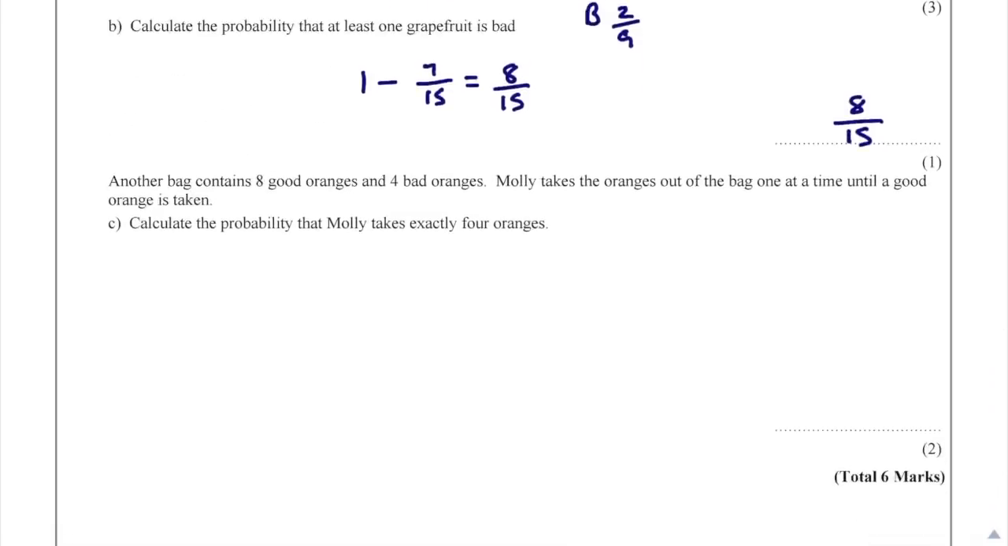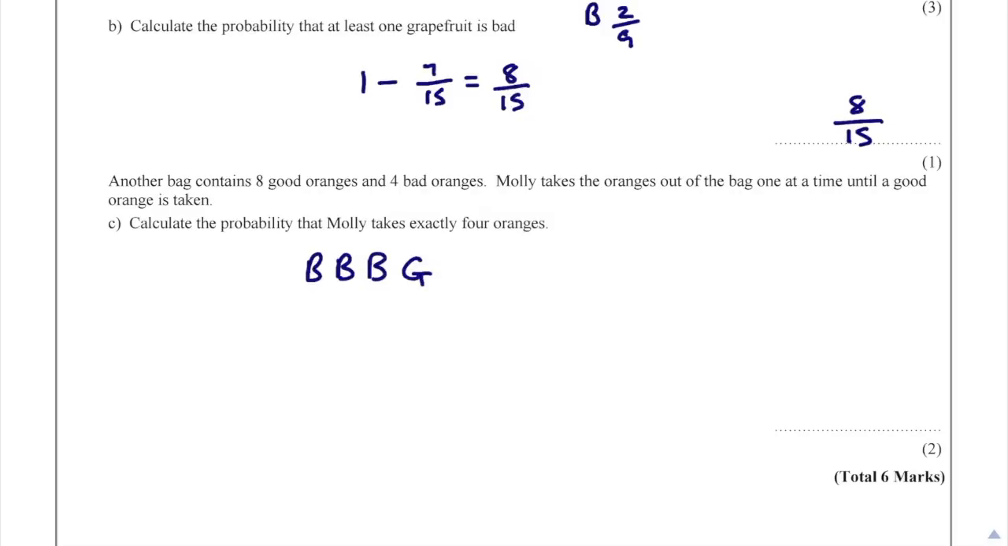And then part C says another bag contains 8 good oranges and 4 bad oranges. Molly takes the oranges out of the bag one at a time until a good orange is taken. We've got to calculate the probability that Molly takes exactly 4 oranges. Okay, so she keeps taking oranges until she gets a good orange. So that means she's going to choose 3 bad oranges first, and then eventually, on her 4th attempt, she's going to get a good orange.